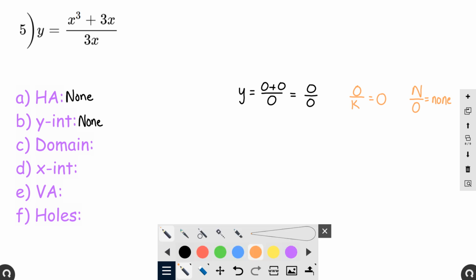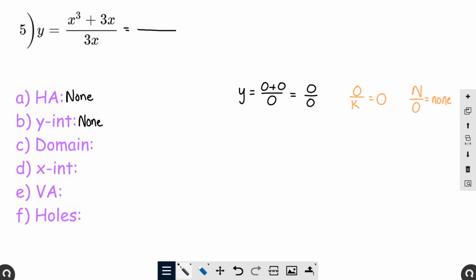All right, now to do the next few things, we have to do what? Factor. You can factor that numerator because you can take out a what? An x. So close. And what are we left with?